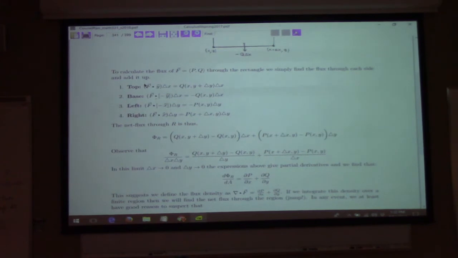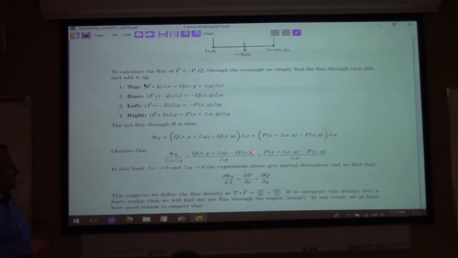So the net flux is phi, I call it phi r because it's a rectangle. And it's the sum of these three. I grouped the delta x's and delta y's. Then what you can do is divide by the delta x delta y. And when you do that, something really shocking happens.